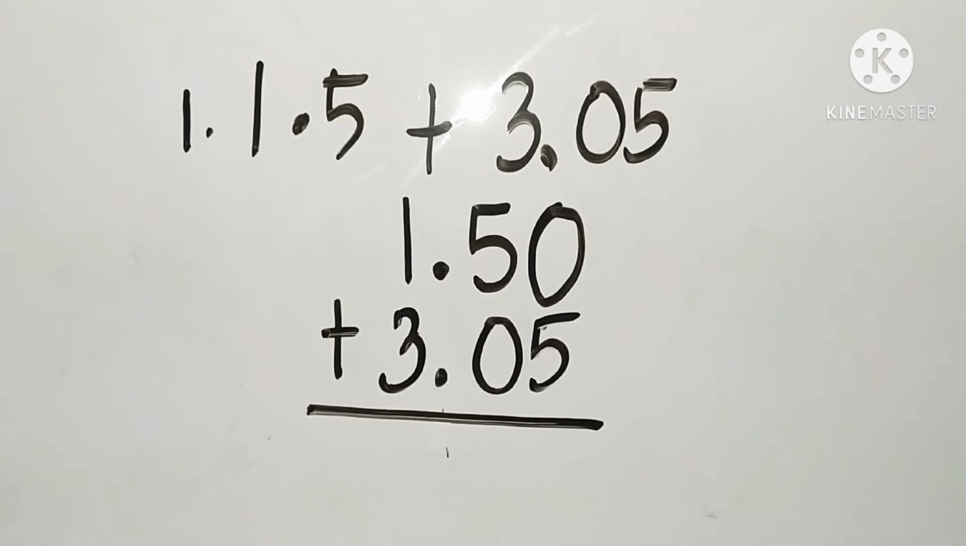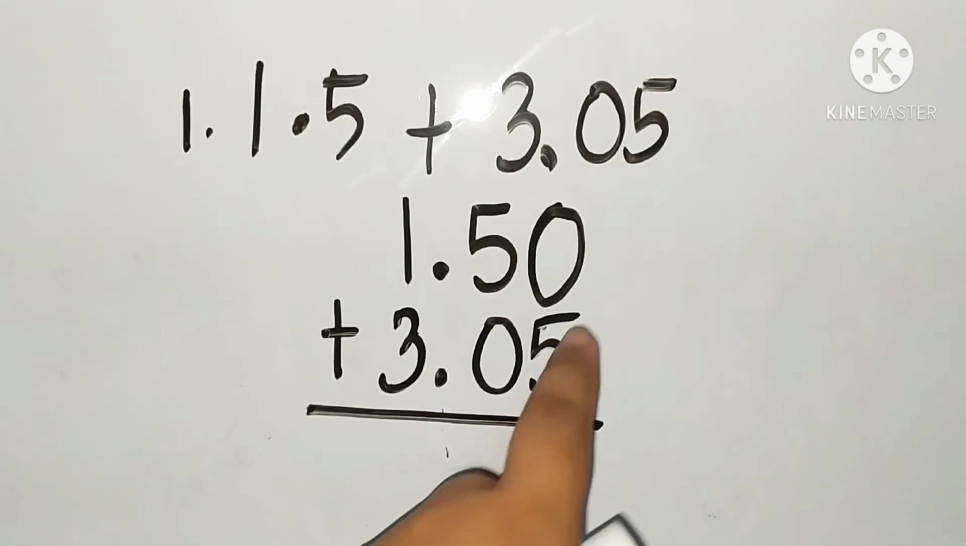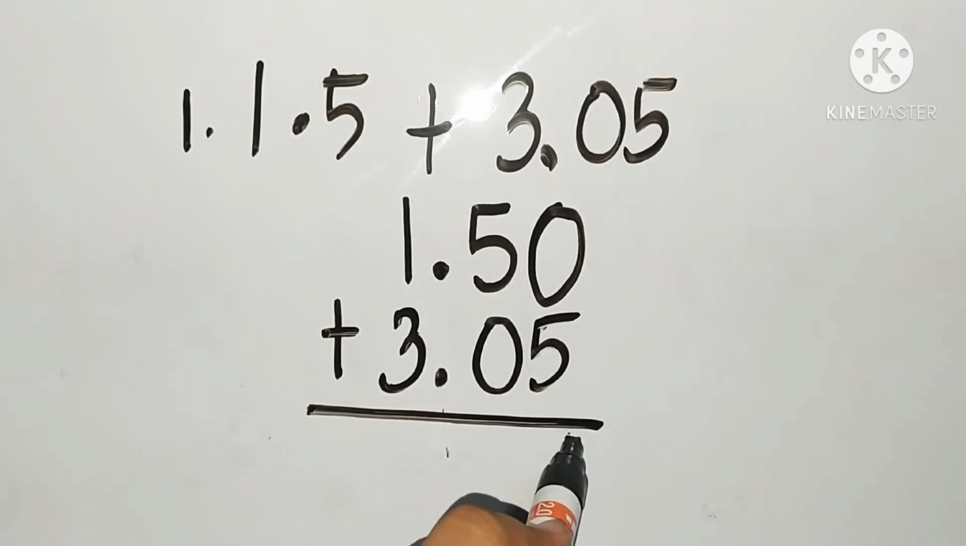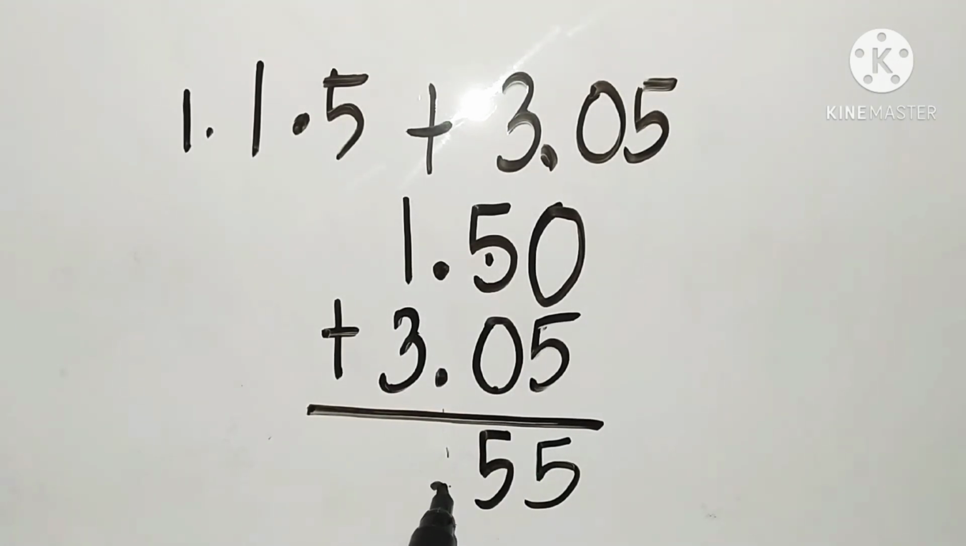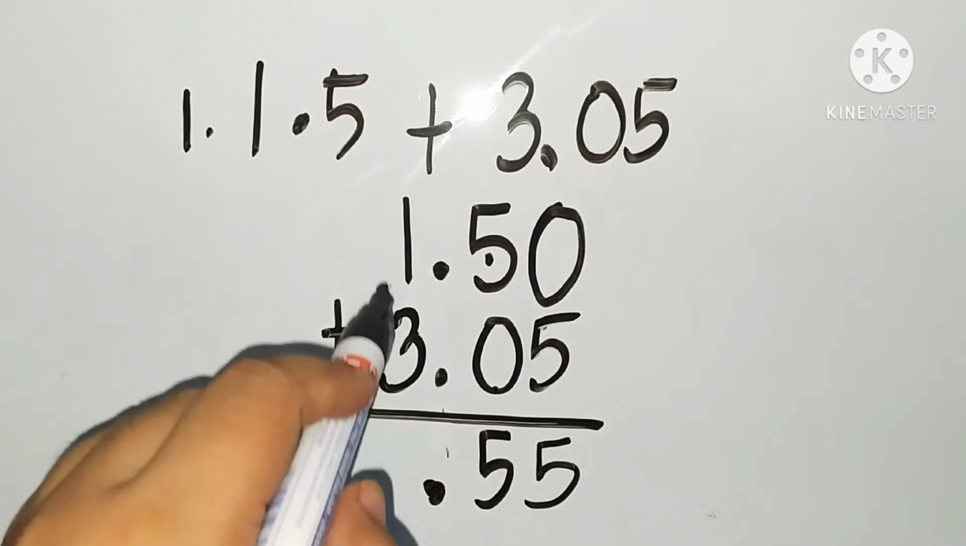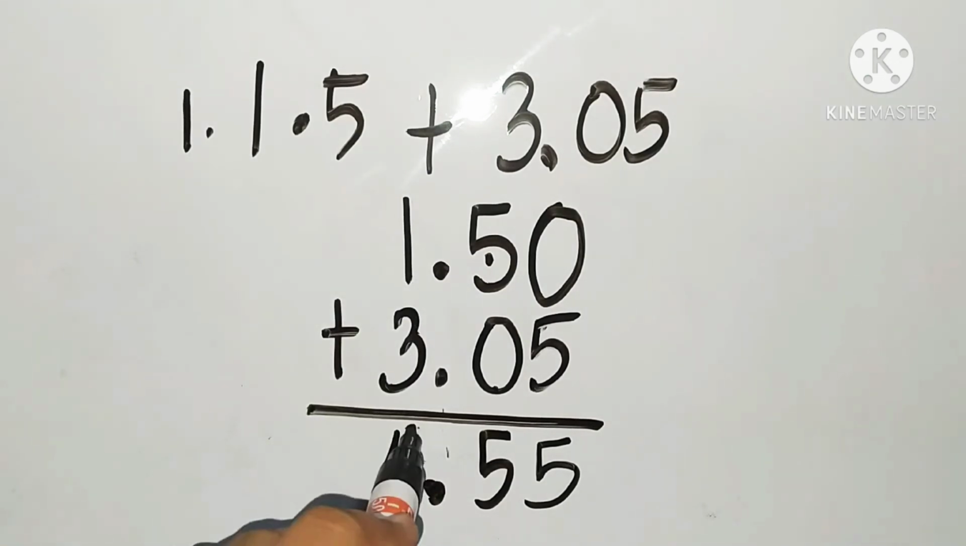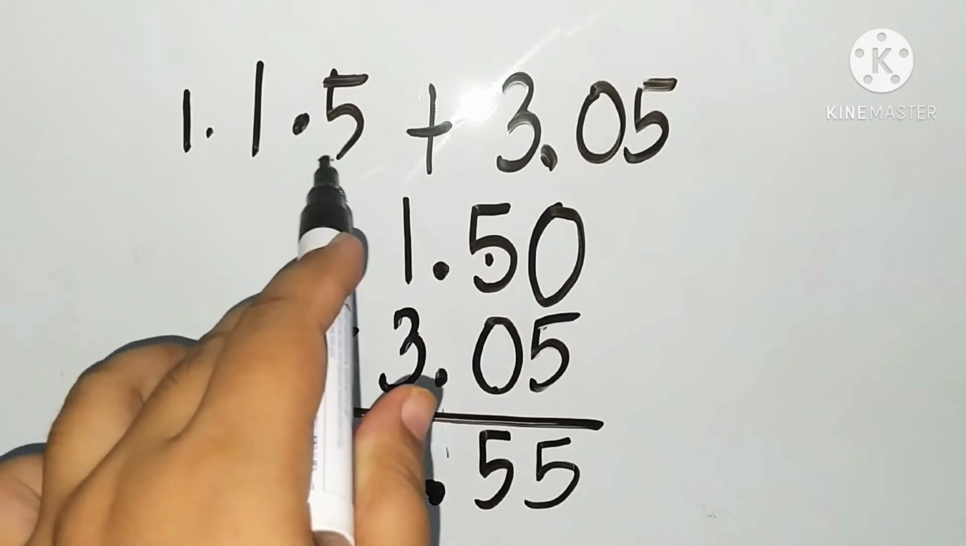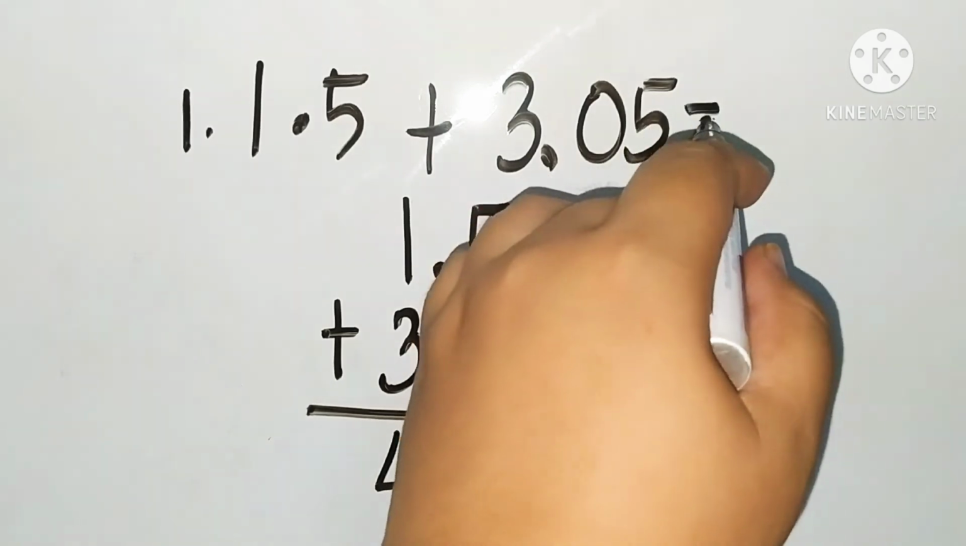So, add na tayo. We'll have 0 plus 5, syempre that is 5. 5 plus 0 is also 5. And then copy the decimal point. Kung nasaan nakatapat yung decimal point, dun din dapat yung nasa sum. And then add the whole numbers. 1 plus 3, that is 4. So therefore, 1 and 5/10 plus 3 and 5/100 is 4 and 55/100.